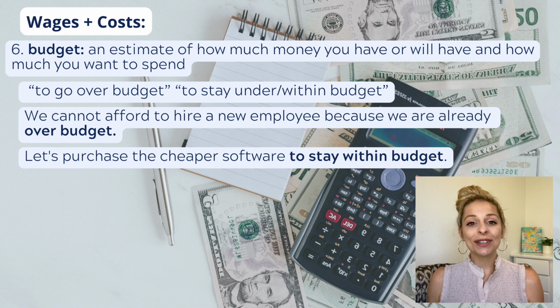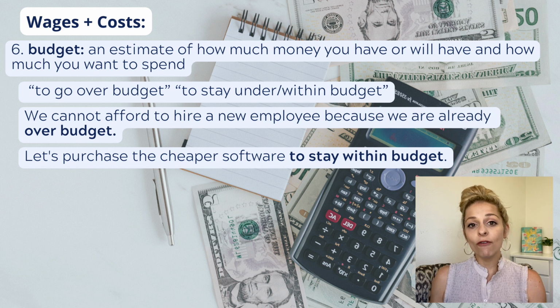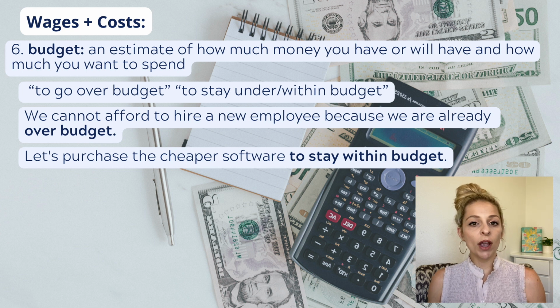And moving on to number 6, we have the word budget. A budget is an estimate of how much money you have or will have, and also how much money you want to spend. We often hear it used in phrases like to go over budget, or to stay under or to stay within budget. So in a sentence, we can say, we cannot afford to hire a new employee because we are already over budget. Or, let's purchase the cheaper software to stay within budget.